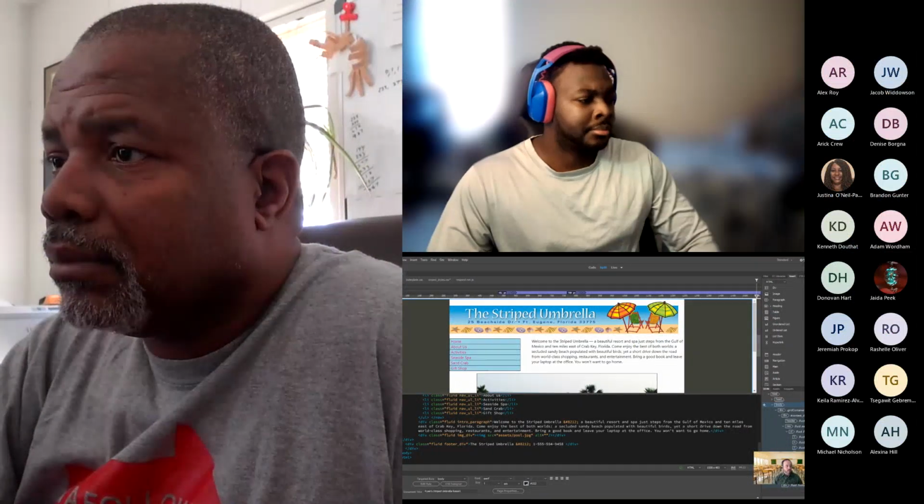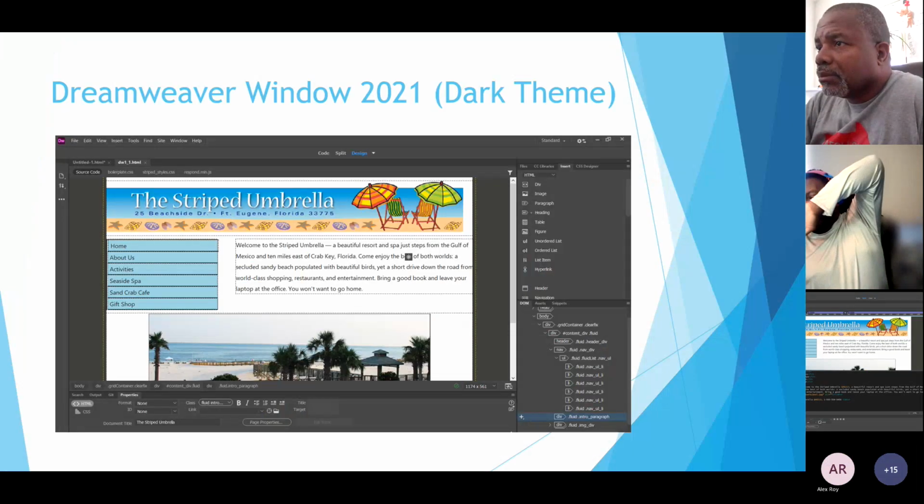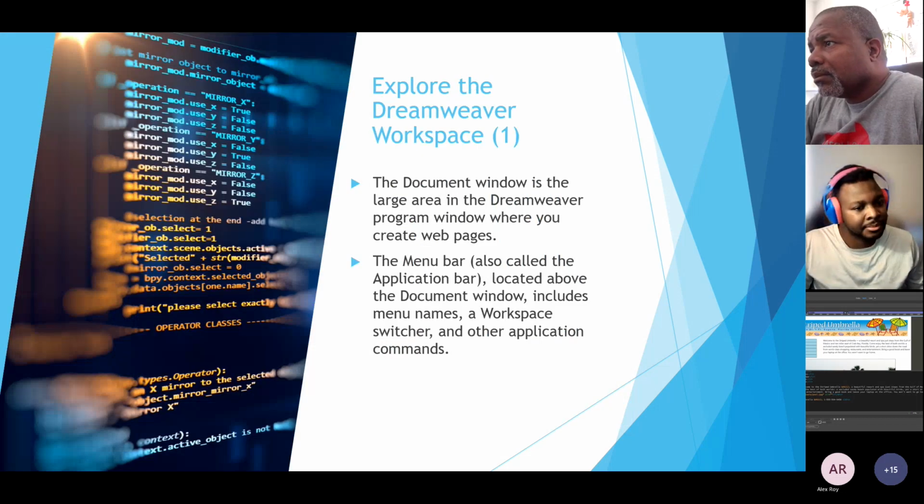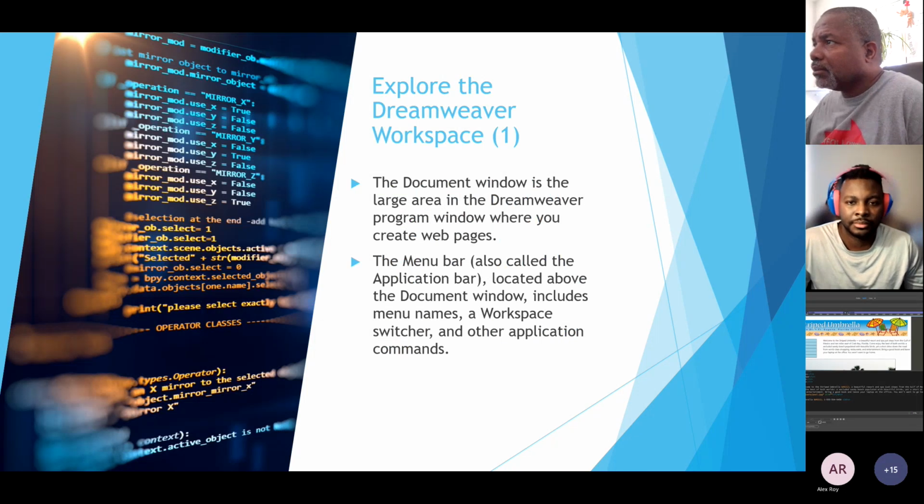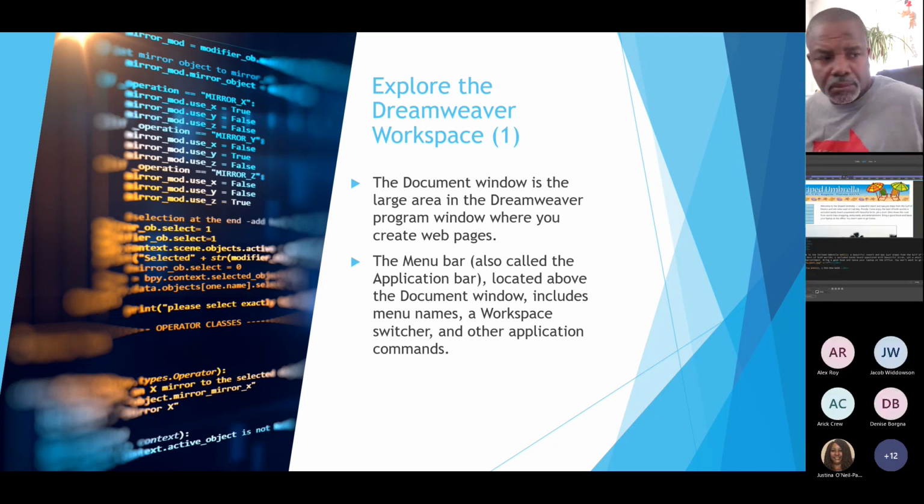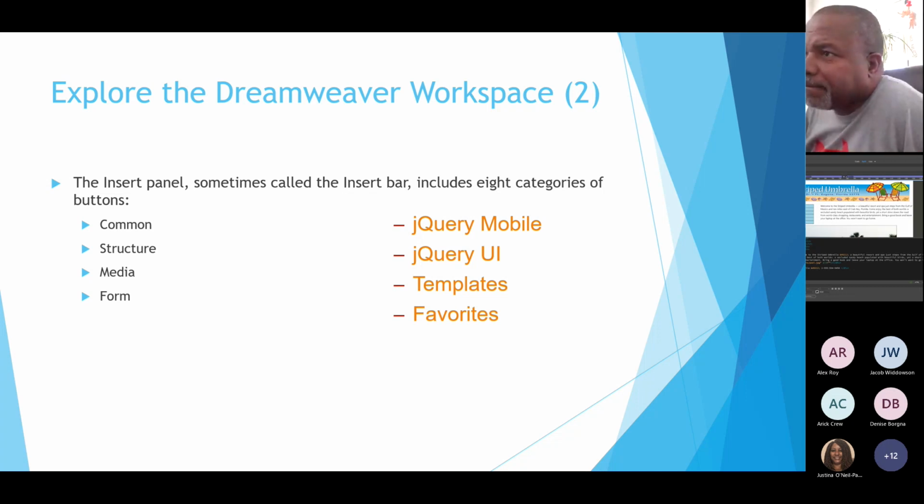It's just going to talk you through the stuff that the book brings up. So we've got a document window, which is that large area where we create it, with a menu bar. Just like everything else, that's where our tools, our file menu, our view menu, and our help menu are. We're going to have an insert panel that we looked at that has different elements in it, what they consider 8 categories of buttons.